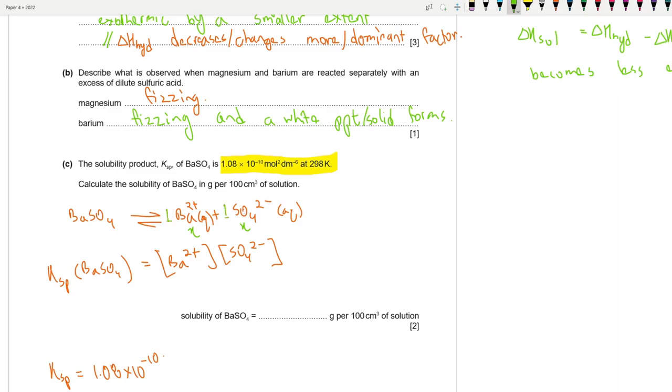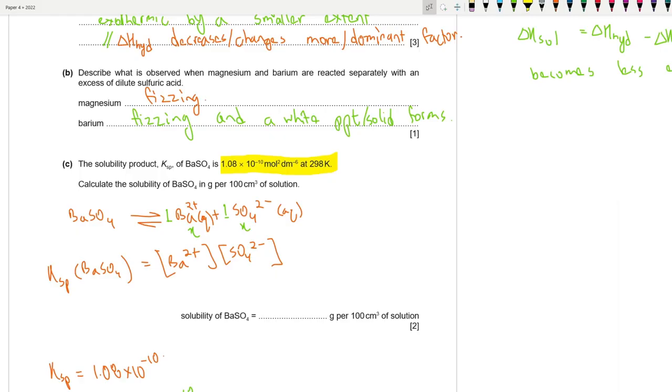So can't we write that x squared is equal to 1.08 times 10 to the power minus 10? This x is basically the solubility of barium sulfate. Now x is equal to the square root of 1.08 times 10 to the power minus 10, and we get a value of 1.04. x is equal to 1.04 times 10 to the power minus 5 mole per dm cube.